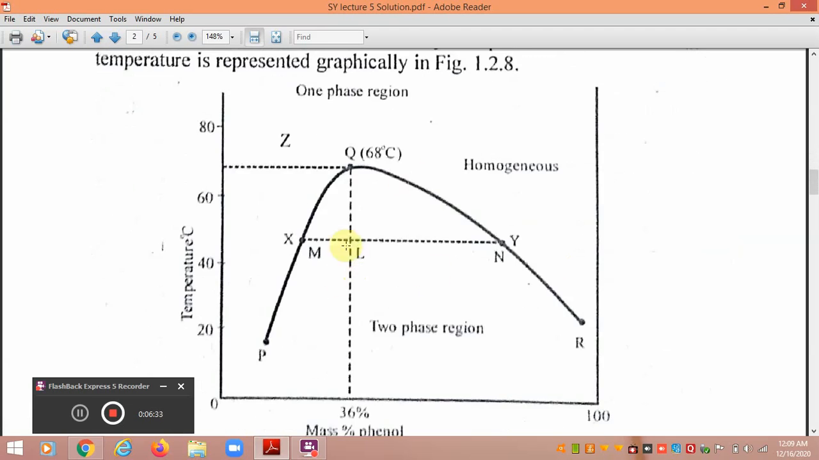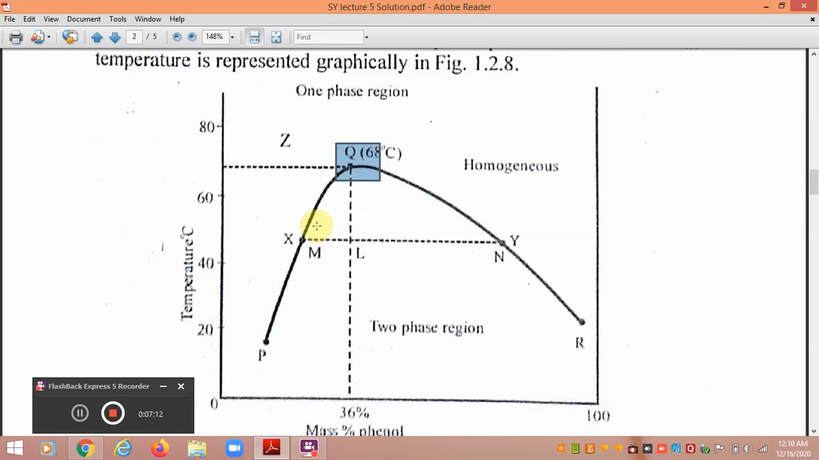Here you can say this is the figure that indicates the graph of temperature versus mass percentage of phenol. This line indicates the saturated solution of phenol in water, and this is the saturated solution of water in phenol. At this point Q, the system of two conjugate solutions is completely miscible with one another, and that's why the temperature corresponding to point Q is called the critical solution temperature. It is the maximum of the curve, that's why it is called the upper critical solution temperature.